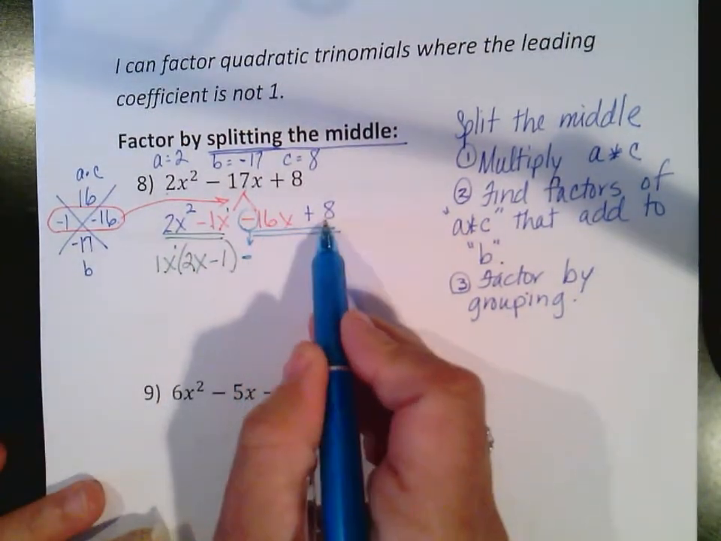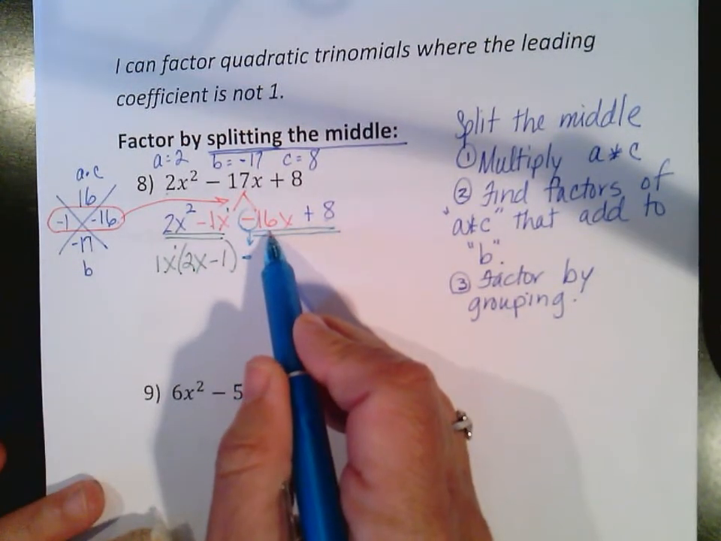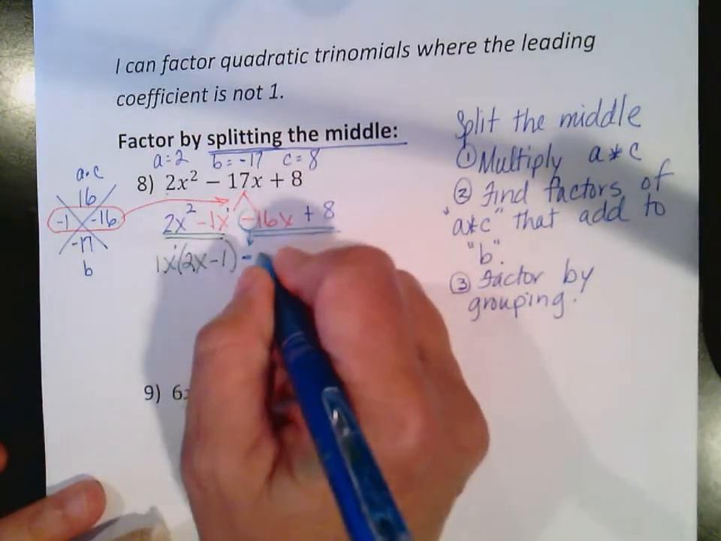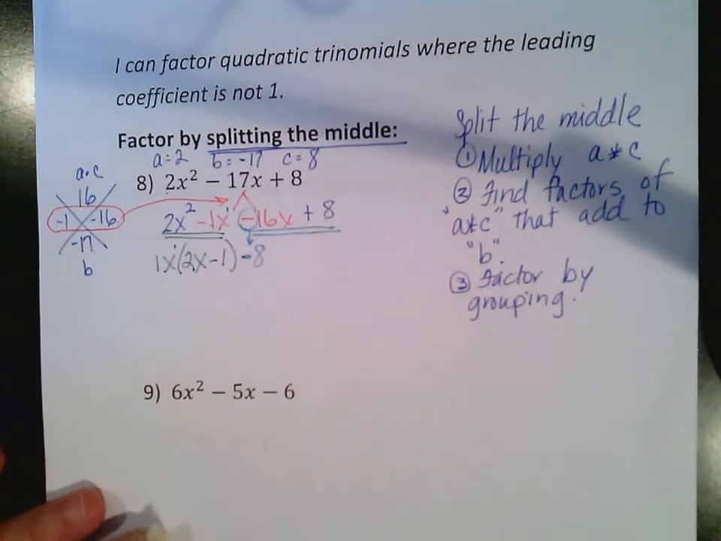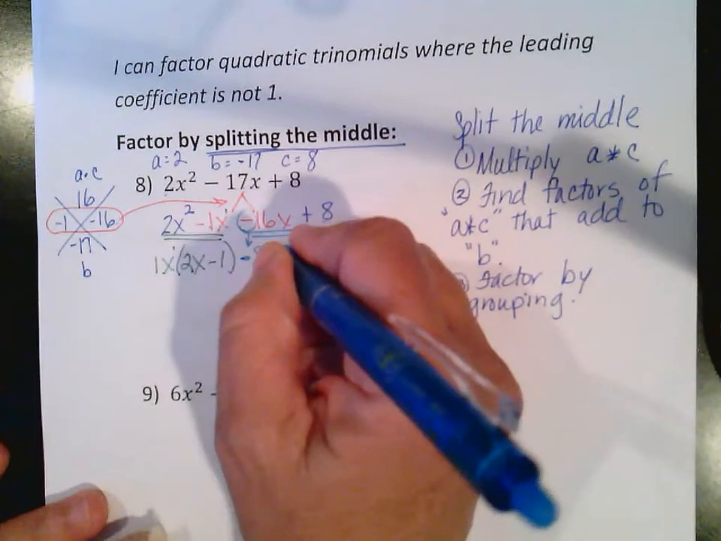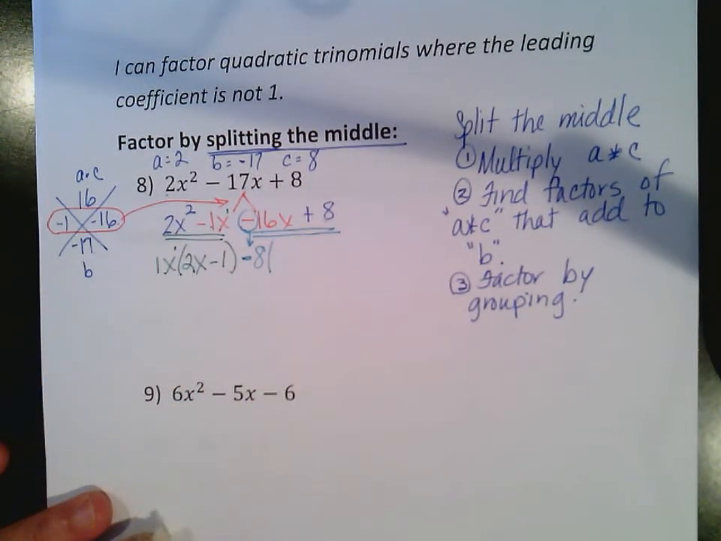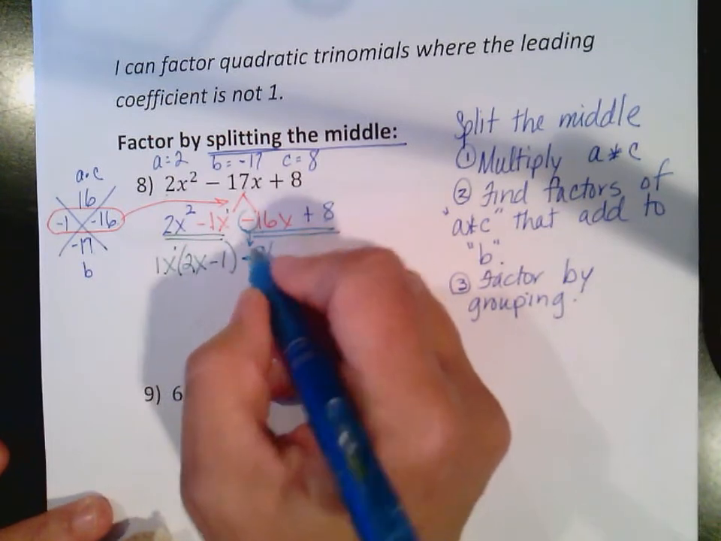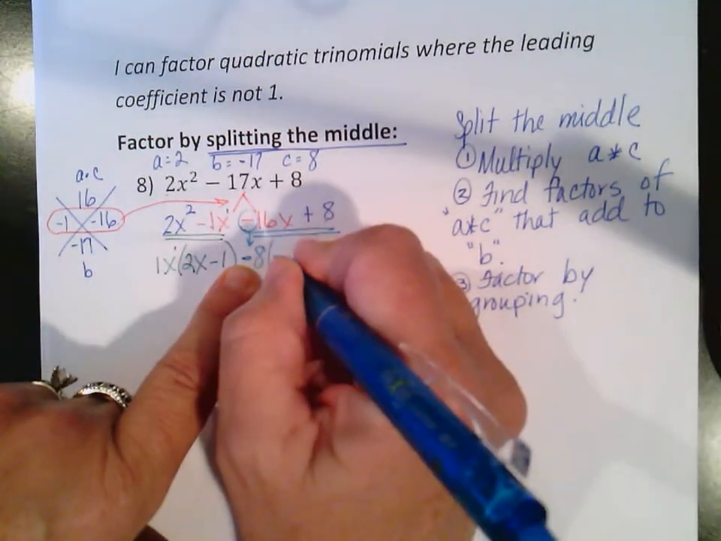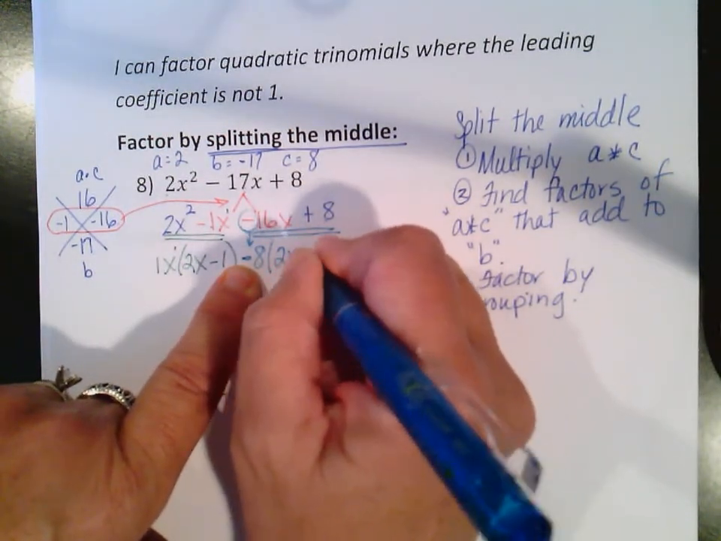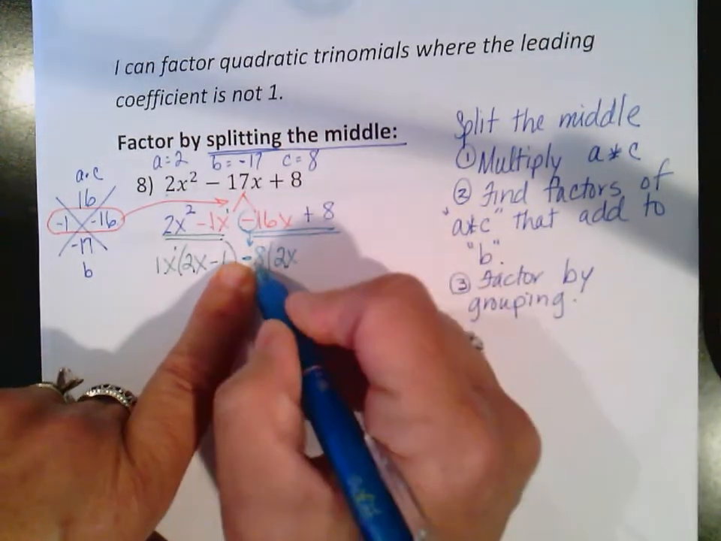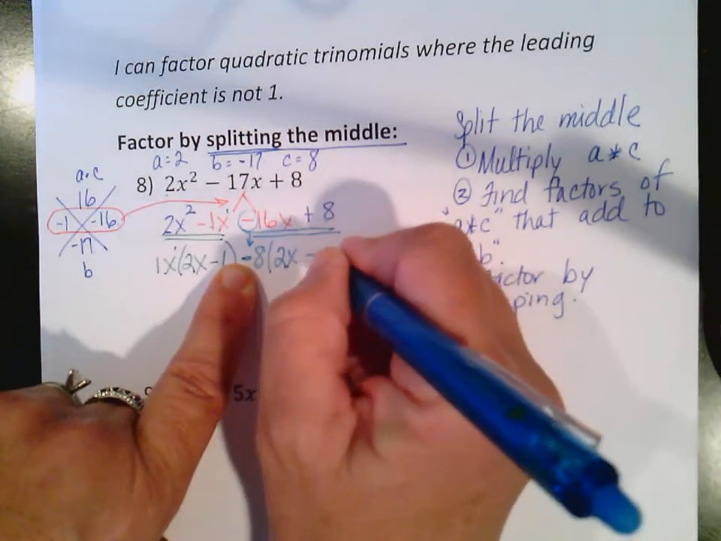16 and 8, what's the biggest number that is a factor of both 16 and 8? 8 would go into both of those evenly. There's no x on the 8, so I can't factor an x out. What times negative 8 gives me negative 16? That would be a positive 2x. What times negative 8 gives me positive 8? That would be a negative 1.